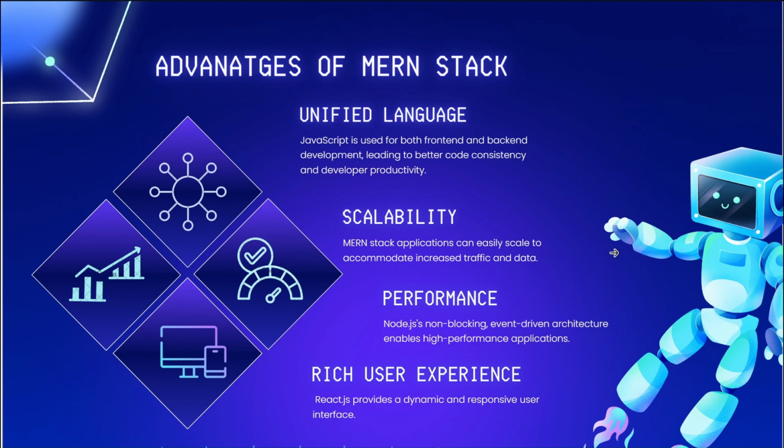Now what are the advantages of MERN stack over others? You see, in MERN stack, React.js, Express.js, and Node.js all have JavaScript in common, which makes it more consistent for better coding, and also it helps in developer productivity and scalability. MERN stack applications can be easily scaled to accommodate increased traffic and data. Now the third one is performance. Node.js's non-blocking event-driven architecture enables high performance applications, and it also gives a rich user interface because of React.js. Now these are the advantages of using MERN stack.